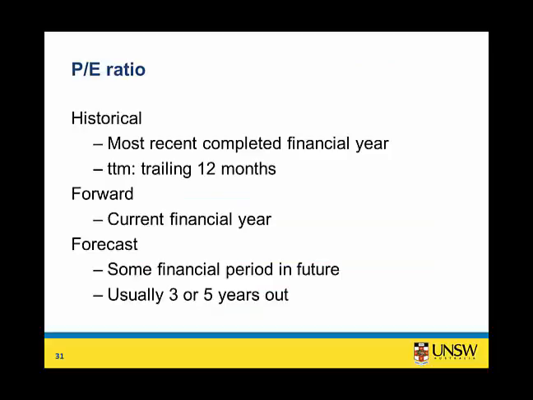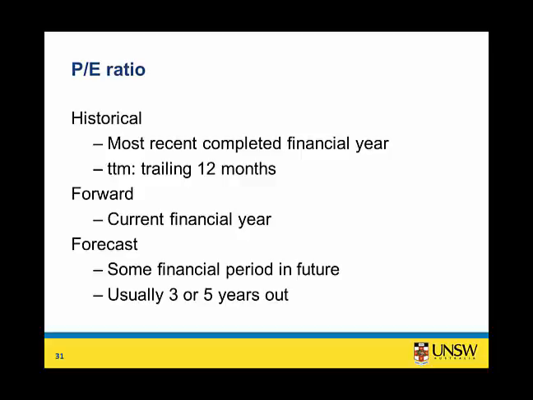So in terms of the PE, when we give you a data set, and you'll see this on Yahoo Finance as well, we tend to have multiple measures of the price earnings ratio. So when you look at a table, there's usually a PE that's historical, so trailing, that's the PE for the last 12 months. There's a forward, looking to this current financial year, and a forecast. So the forecast PE is typically 3 to 5 years out.